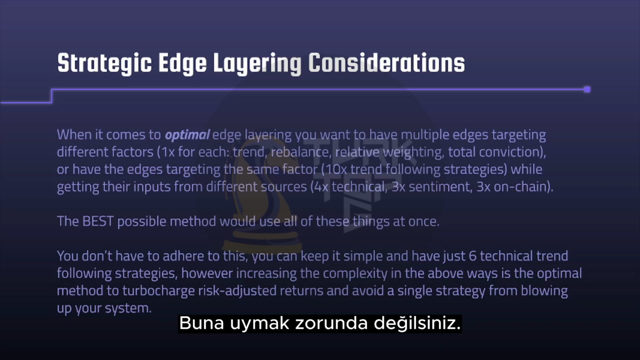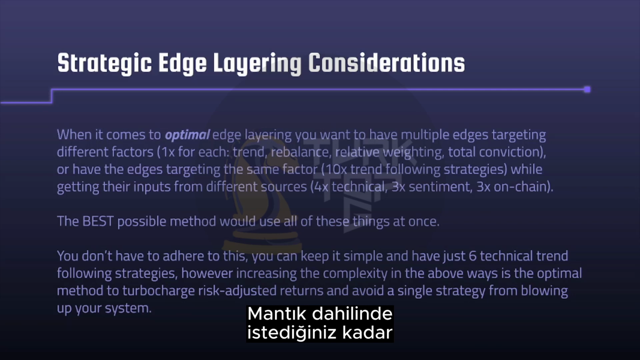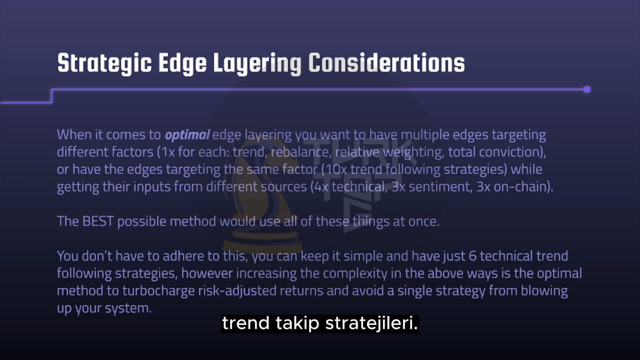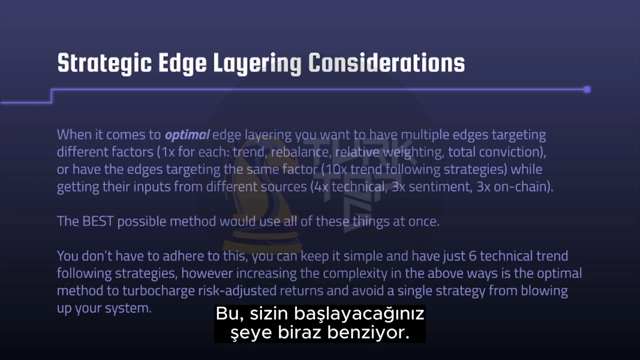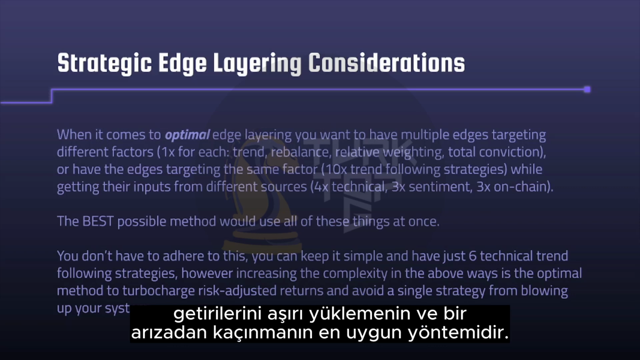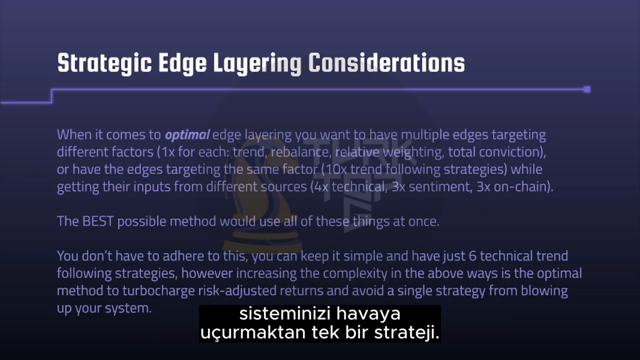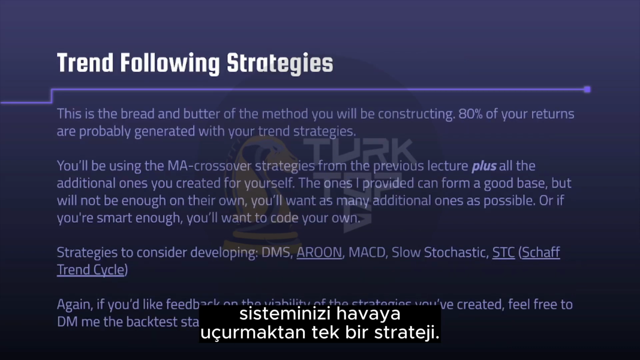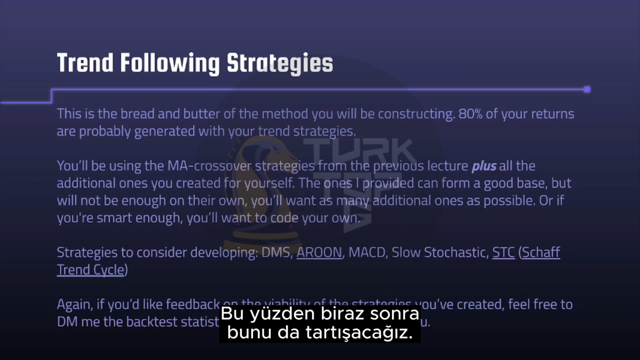You don't have to adhere to this. You can keep it as simple as you like within reason, and just maybe have 6 technical trend-following strategies, which is along the lines of what you guys will be starting out with. However, increasing the complexity in the above way is the optimal method of turbocharging the risk-adjusted returns and avoiding a single strategy from blowing up your system. So we'll also be discussing that a little bit later.